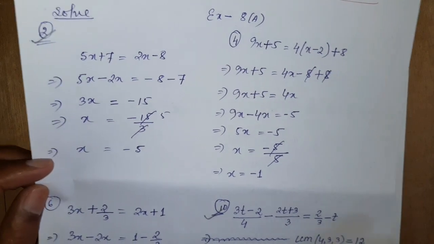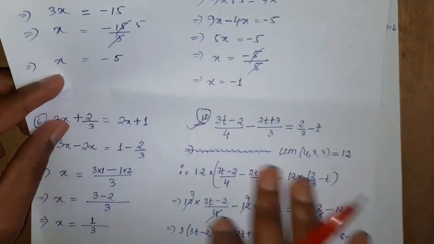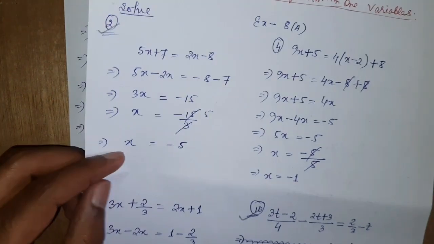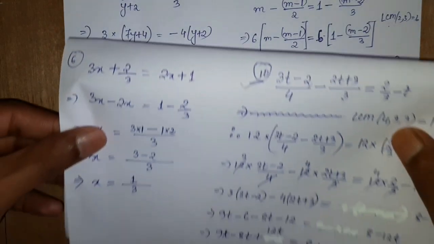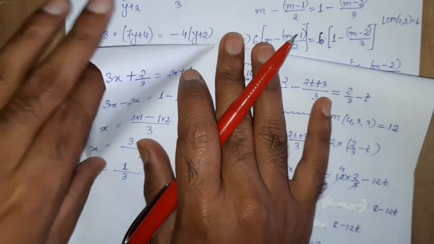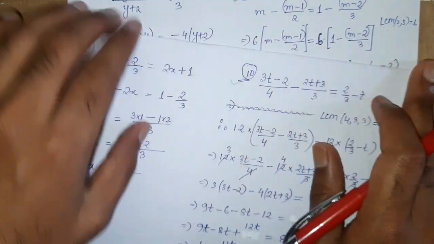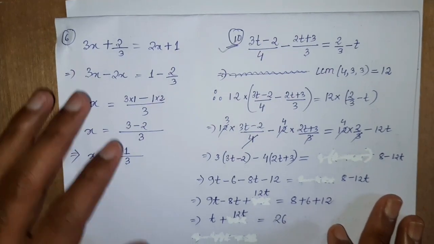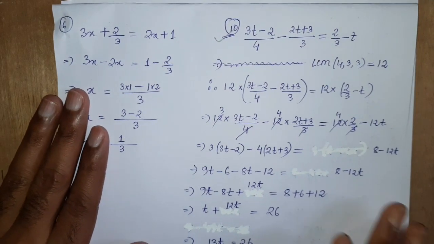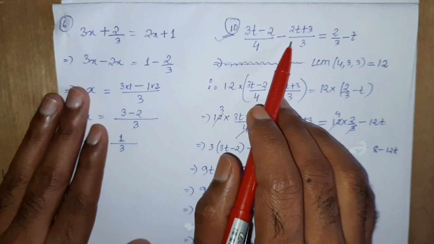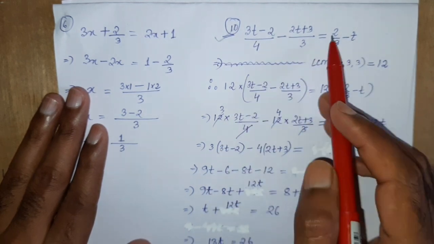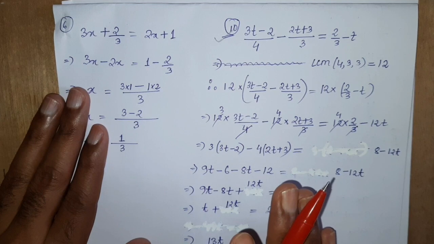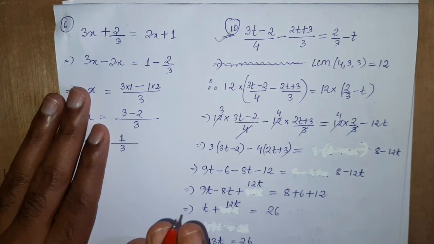Here is another question I will show you, suppose number 10. Here also we are asked to solve, under the same question, solve. So number 10, how is this equation to be solved, let us see. It is a little different from the first one I have shown. See this one: 3t minus 2 by 4 minus 2t plus 3 by 3 equal to 2 by 3 minus t. Here also our aim is to find out the value of t, that is to solve.